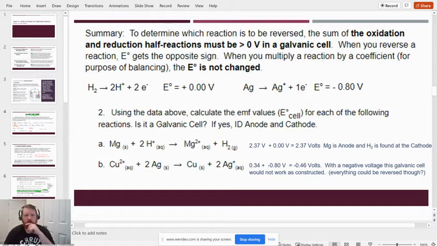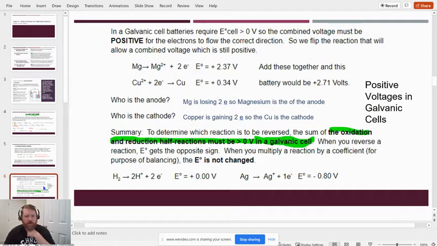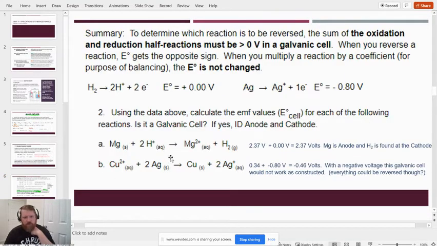So question 2: using the data above, calculate the EMF, also known as the cell potential, or electromotive force, for each of the reactions. Is it a galvanic cell? If yes, identify the anode and the cathode. So magnesium becoming magnesium plus 2 is 2.37 volts. And then hydrogen becoming H2, here's H2 becoming 2H. Let's flip this reaction around. 0 volts becomes negative 0 volts, still 0.